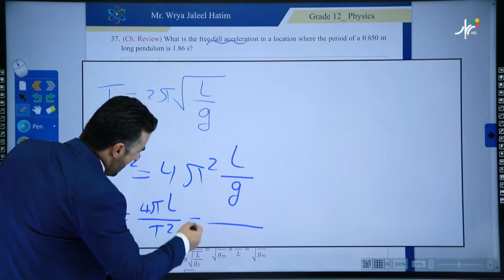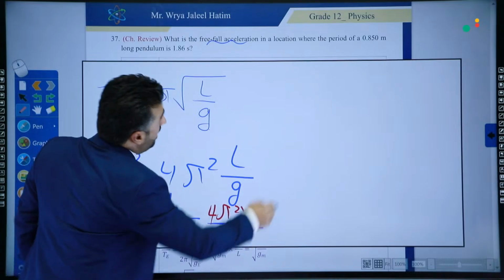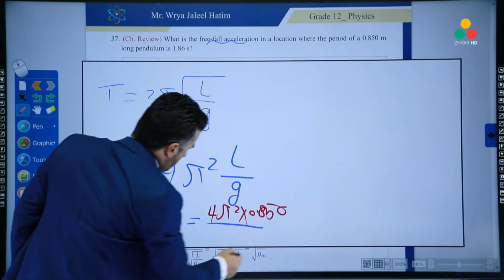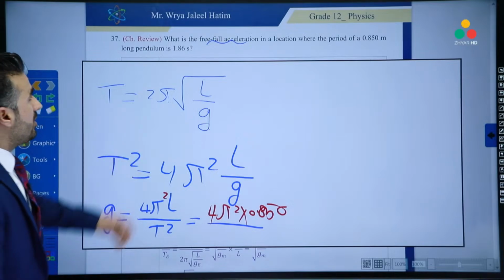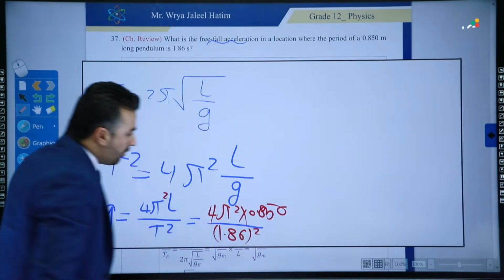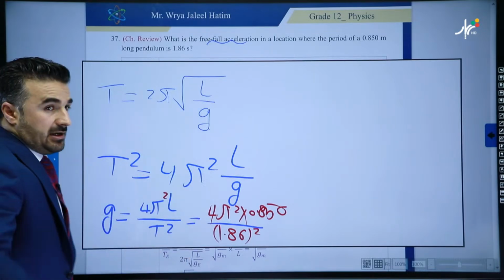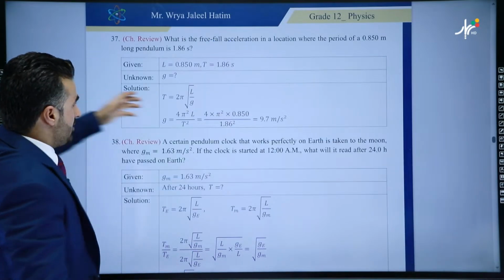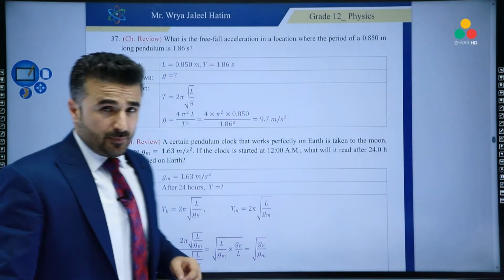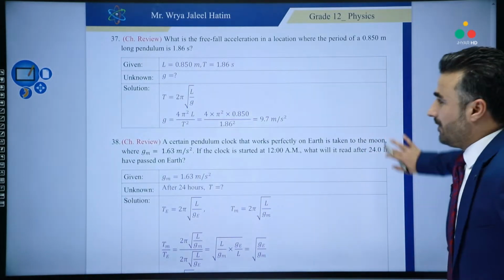So let's change the color. We have 4 pi squared multiplied by the length, which is 0.850, and then divided by the period squared. The period is 1.86, and the whole thing is this number squared. Use your calculator, and you will get the answer, which is going to be 9.7 meters per second squared. Why? Because it is gravitational acceleration here.